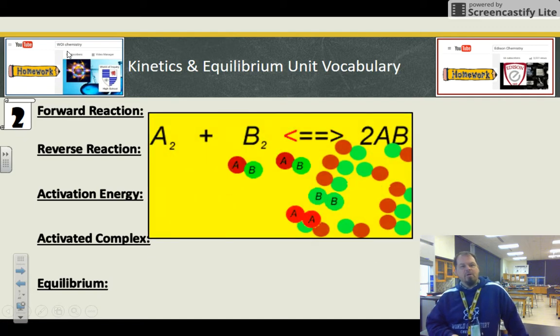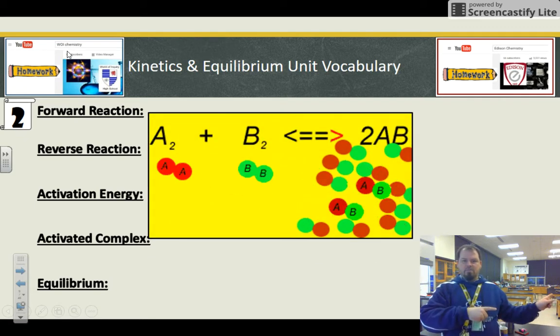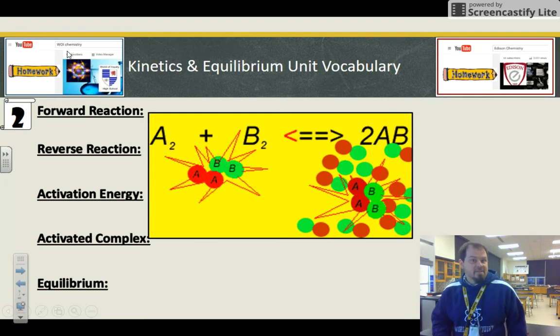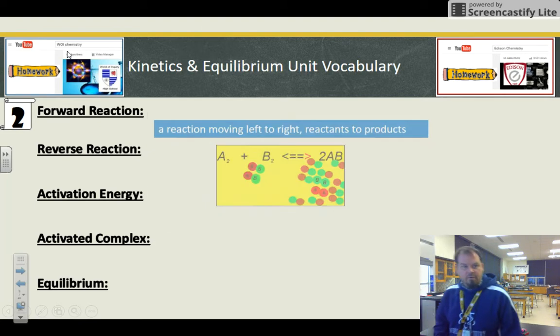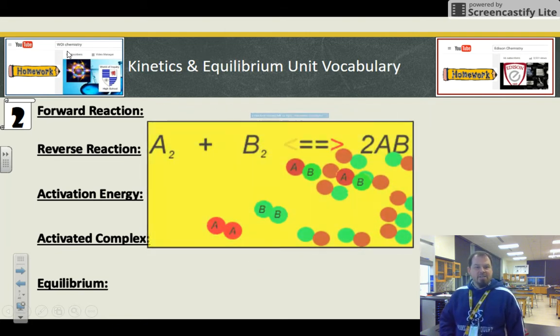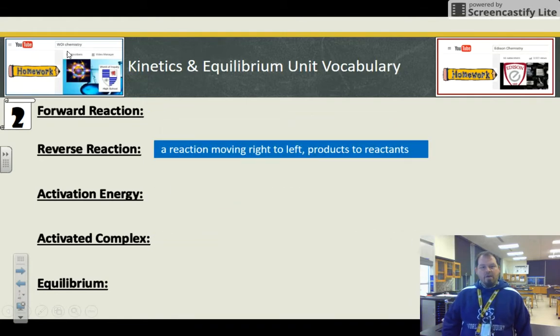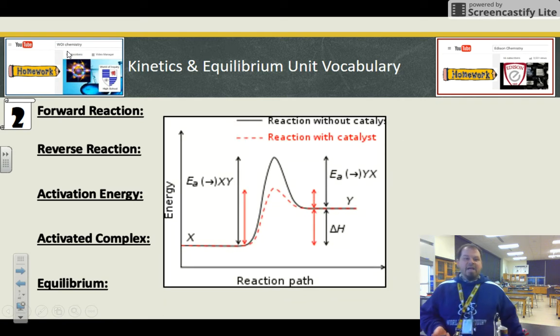Forward reaction. This is going from reactants to products. So on your screen, is it this way? Is it this way? It goes from reactants to products, okay? From left to right, forward reaction. Moving from left to right, reactants to products. Reverse reaction is the opposite. That's going the other way. Okay, it's going from right to left, from the products back to the reactants. This is the first time we introduced that a reaction can go both ways, and that's what an equilibrium actually is. And that equilibrium's coming up. We'll get there.